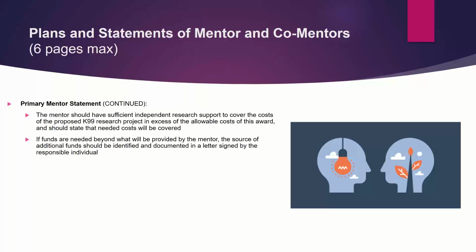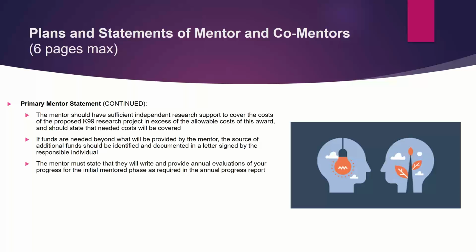That person needs to write a letter on your behalf. And the mentor must state that they will write and provide annual evaluations of your progress for the initial mentored phase as required for the annual progress report. So for K-99 years 1 and 2, they need to provide yearly updates to NIH.